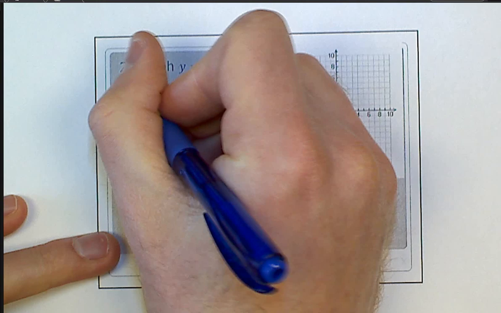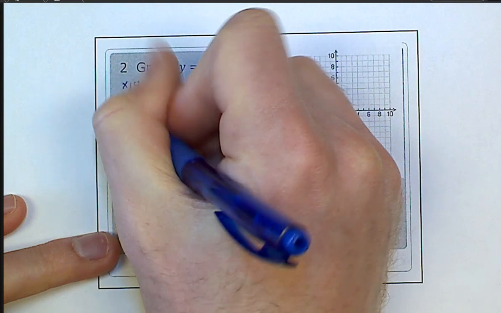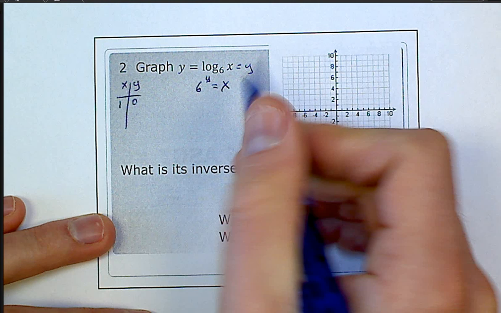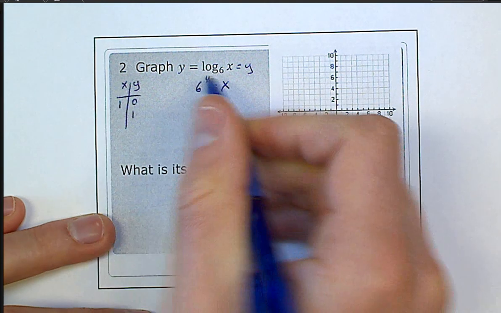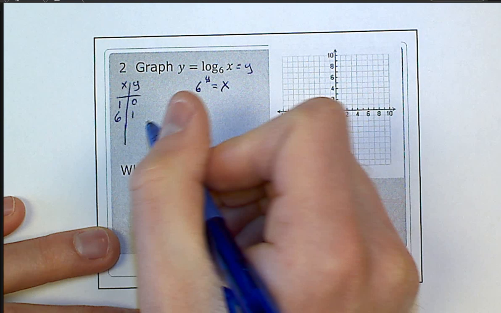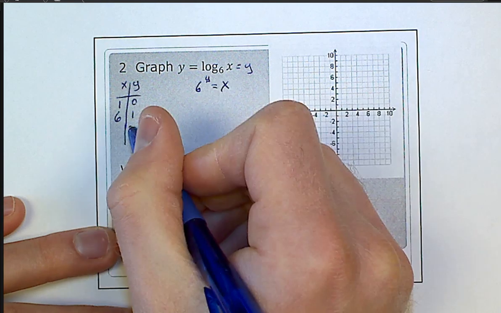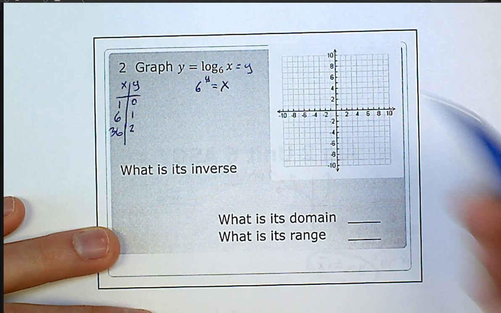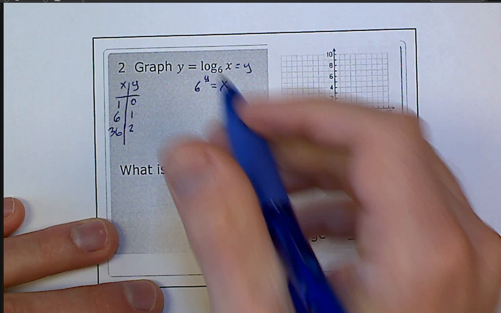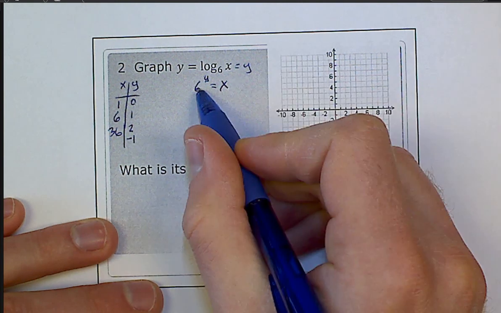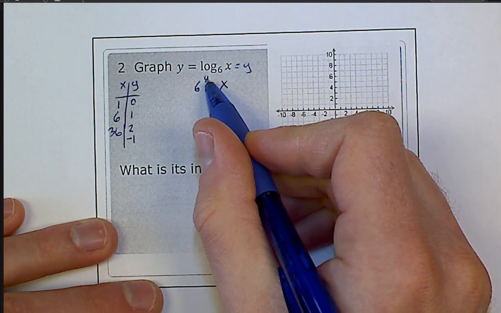We make our t-chart, go a little bit smaller here, and I'm going to pick a 0, and I'm going to get a 1. I'm going to pick a 1 for y, and I'm going to get a 6. Okay? I'm going to pick a 2 for y, and 6 squared would be 36. That's going to get massive real quick, right? If I go the other way, if I pick a negative 1, I'm going to get 6 to the negative 1, which would be 1/6.